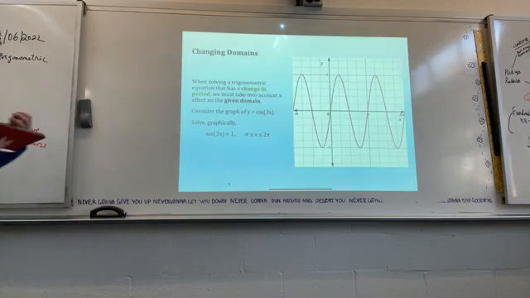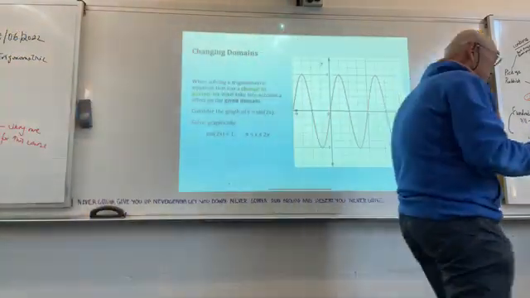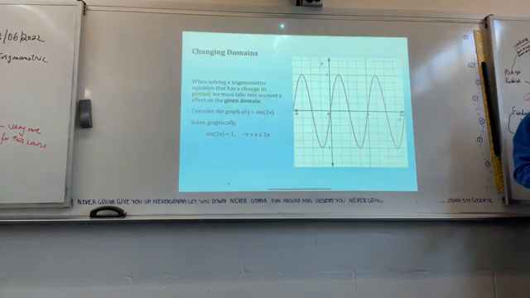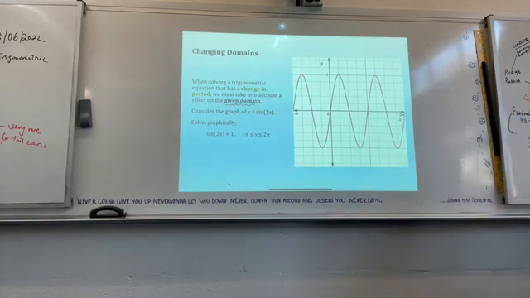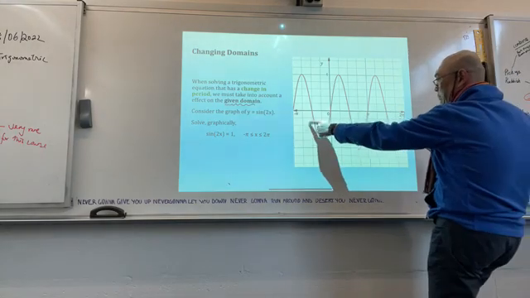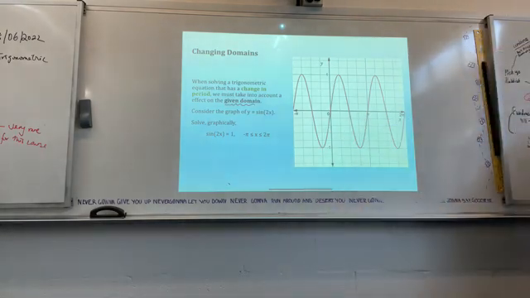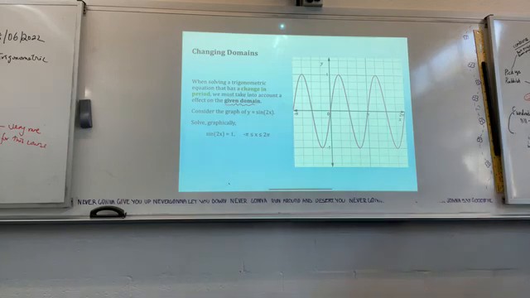All right, changing domain. When solving a trigonometric equation that has a change in period, we must take into account the effect on the given domain. So consider the graph of y equals sine of 2x, which is drawn there. Can you solve graphically sine of 2x equals 1? For minus pi to 2 pi. Of course you can. All you need is, with a graph, draw a straight line. Correct?